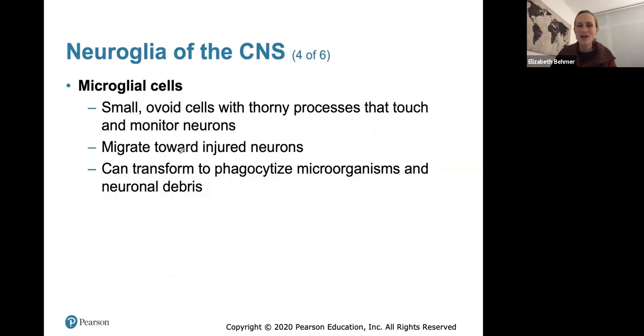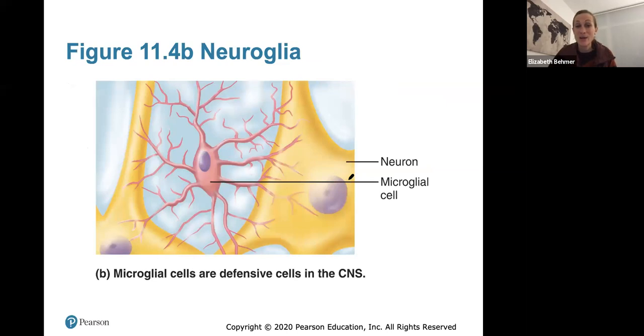Microglial cells are the cells that help to phagocytize microorganisms. So this is kind of a defense mechanism in your brain and spinal cord. They help to pick up anything foreign, digest it, and get rid of it. So this is a look at a microglial cell, kind of a defensive cell in your central nervous system.